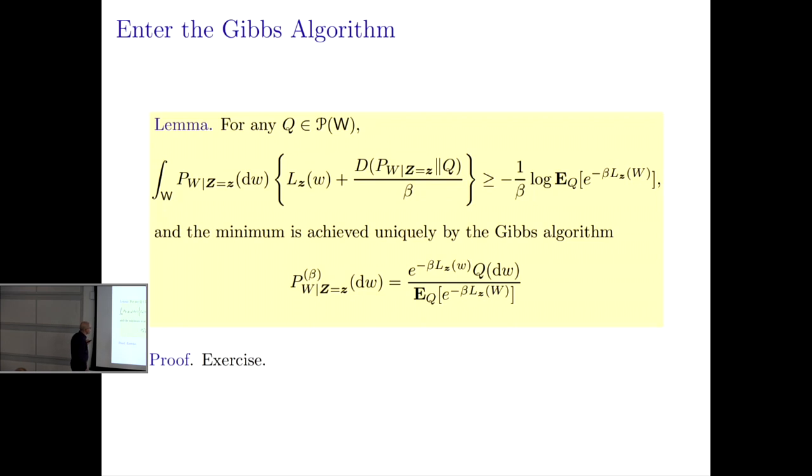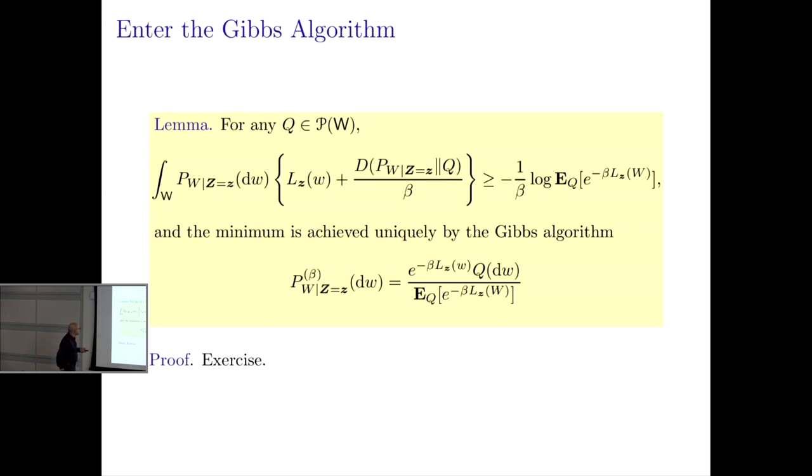That inner integral, for each Z, I can fix any Q, and this integral is lower bounded by minus 1 over beta times log of this expected value with respect to Q. Here, Z is fixed, so it's lowercase, and W is random, but with respect to Q, a data-independent distribution. And this infimum is achieved uniquely by the Gibbs algorithm. It's a standard exercise, if you've derived a maximum entropy distribution, you've seen this. So this is one way in which you can arrive at the Gibbs algorithm by starting from the generalization idea, relaxing that bound, and then noticing that mutual information requires knowing the underlying data distribution. If I didn't know it and wanted a good algorithm, this is what I would do.